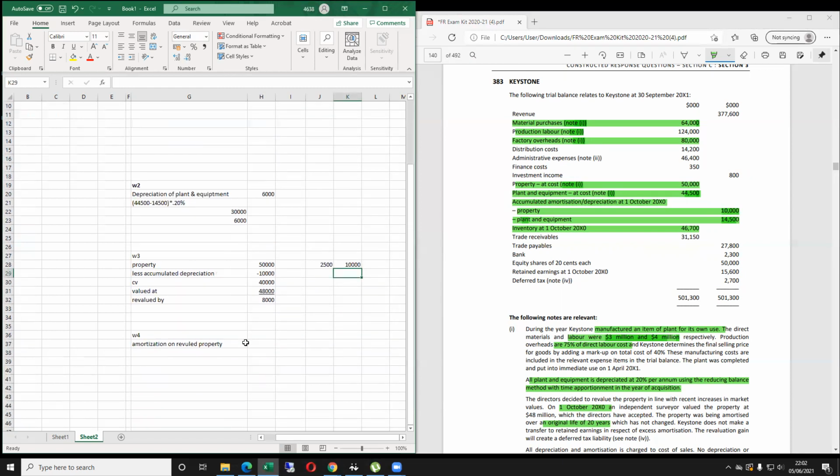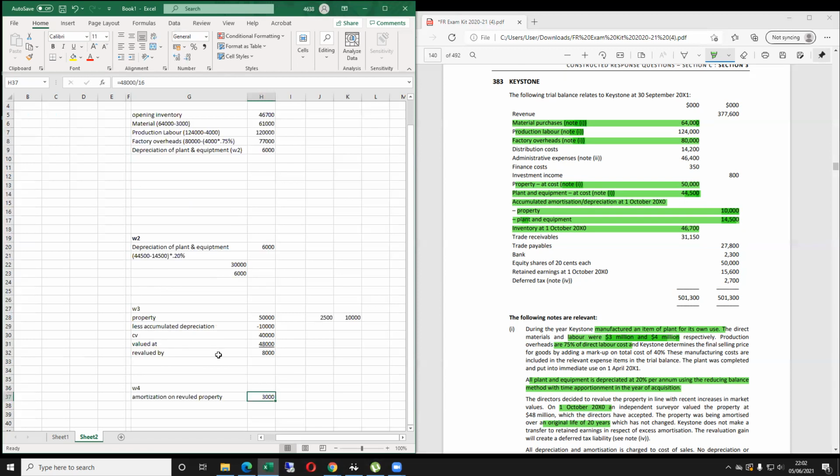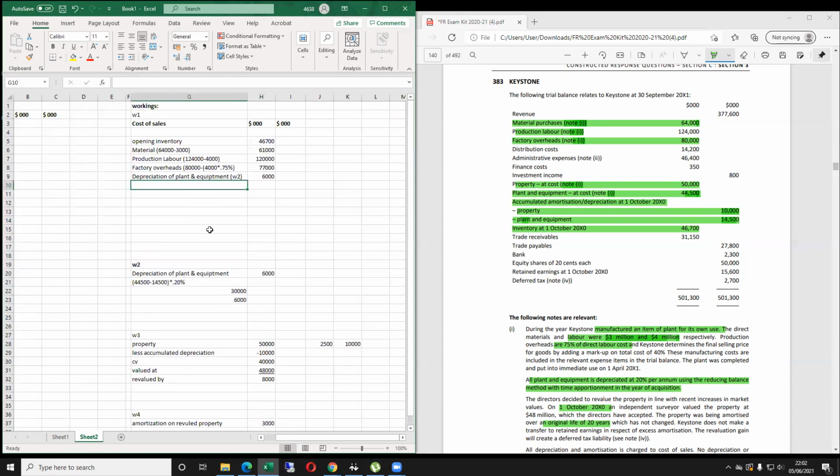It has already gone. So does that now mean it's 16 remaining? You have to divide it by 16. So 3 million is our amortization. This will go here, so it is equal to this, and then you can drag it here. So it's easy for us. So this bit is done already.